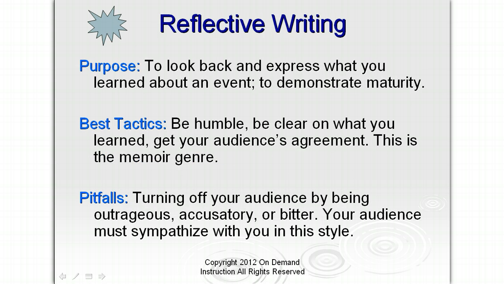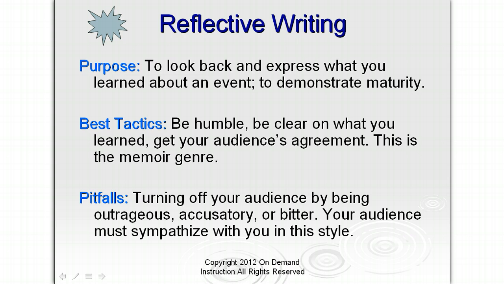In reflective writing, this is the memoir style here. This is where you look back and express what you learned about an event or experience. This is really an opportunity to demonstrate maturity in your writing. Best tactics: be humble, be clear on what you learned, and get your audience's agreement.